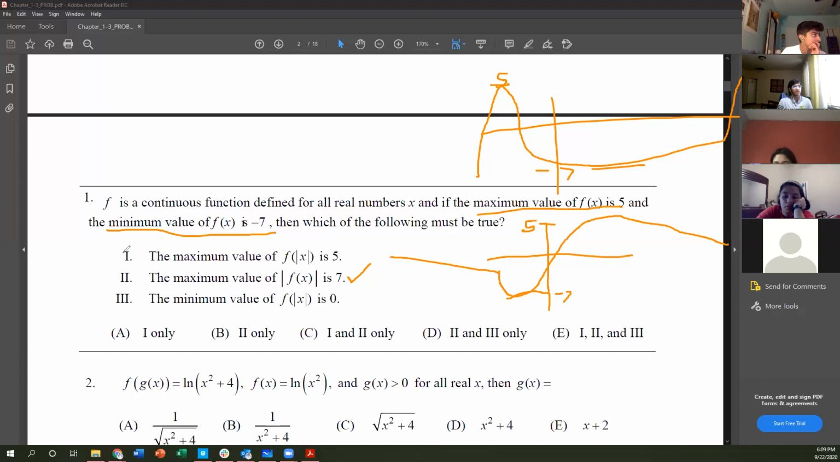Yeah, because you know that you can have a maximum of 7 if you're taking absolute value, because the minimum is -7. Okay, I see. So 1 is eliminated. That means immediately we can cancel this one, and this one.